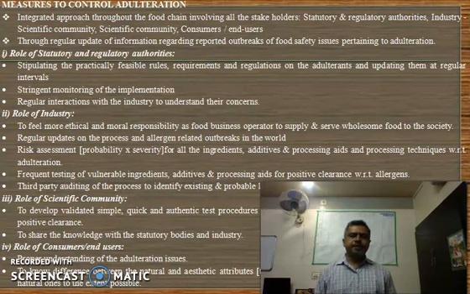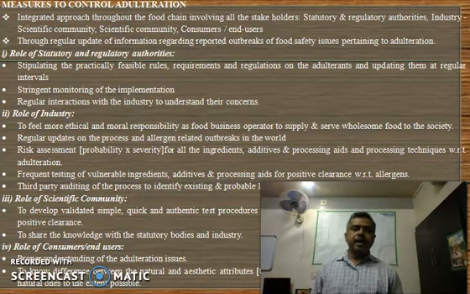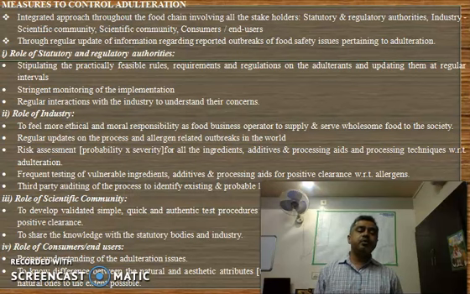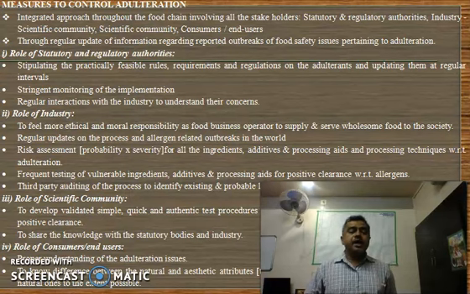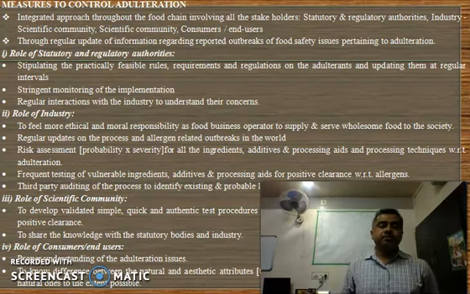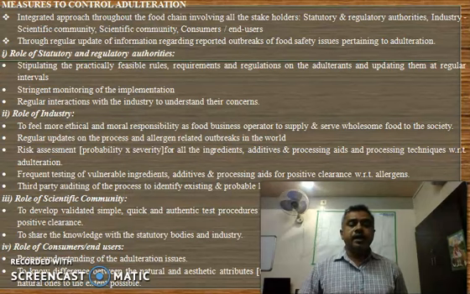The risk assessment. Now what is risk assessment? This needs a whole lecture, but I will tell you: probability into severity is called risk assessment. For all the ingredients, additives, processing aids, and processing techniques, checking for this adulteration is required, and frequent testing of vulnerable ingredients is required. Additives and processing aids need positive clearance. A variety of allergens are possible.